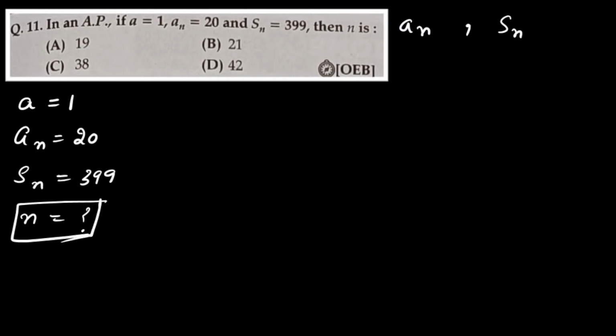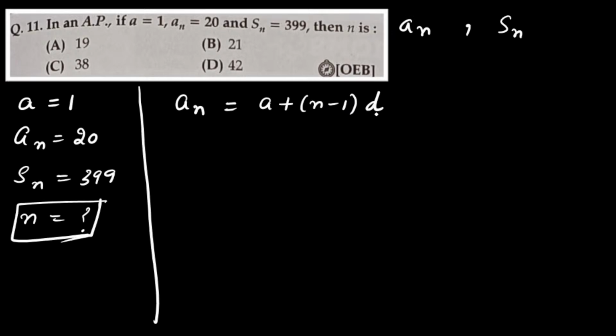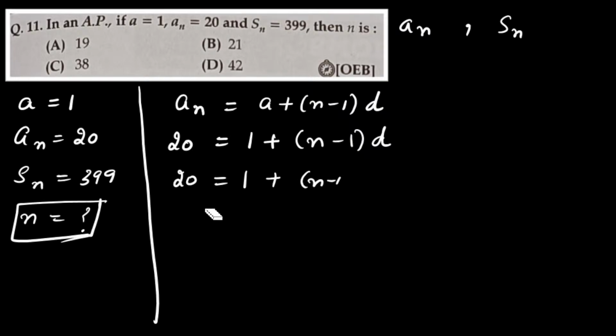First An. Okay, so Jayashree is telling first An. Even Shushila has answered An. So let me start with that. An is given as a plus n minus 1 into d. So first I am using An. Let's see what I get. An's value is 20, A's value is 1. n I don't know, and d also I don't know. So 20 is equal to 1 plus n minus 1 into d. So what should I do next? You people can suggest.